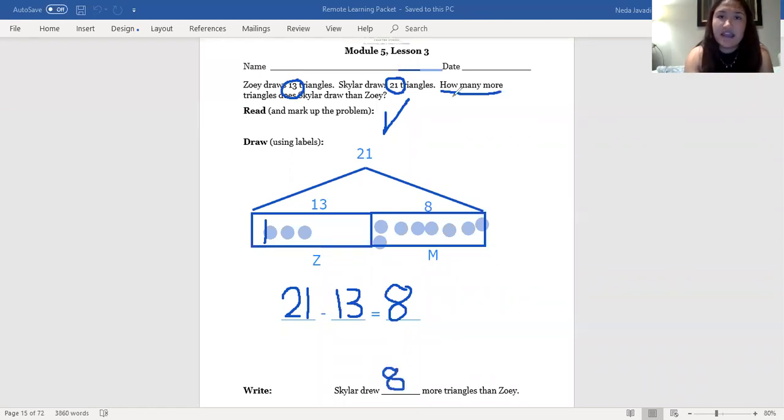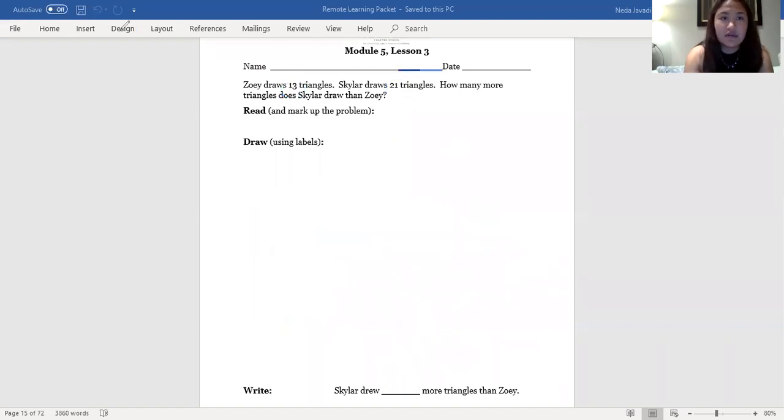Turn the page. You got it. Let's keep going.